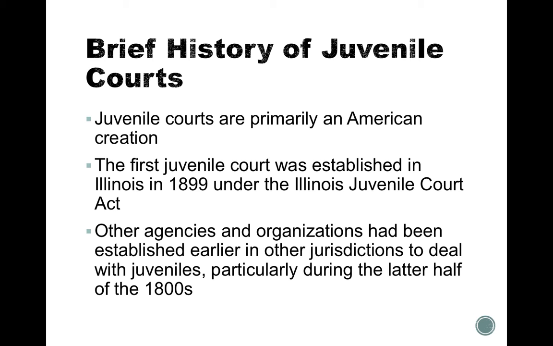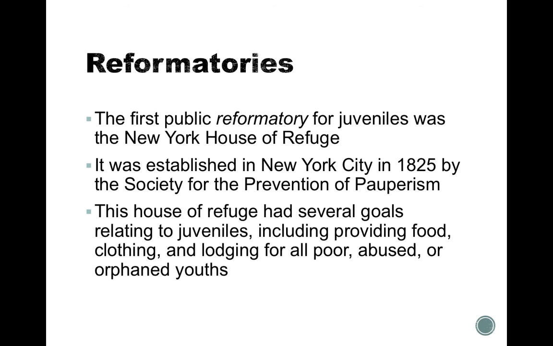So juvenile courts are primarily an American creation, and the first one is established in Cook County, Illinois, which is where Chicago is, in 1899. So the juvenile justice system is a little over 100 years old. Other agencies and organizations had been established earlier in other jurisdictions, and they were dealing with juveniles during the latter half of the 1800s. But this process is quickly adopted by many cities.